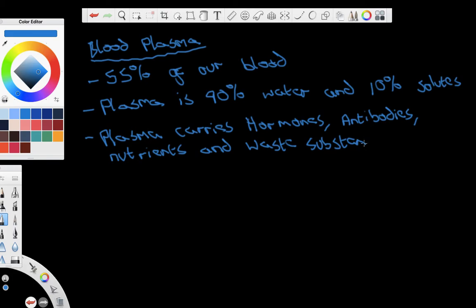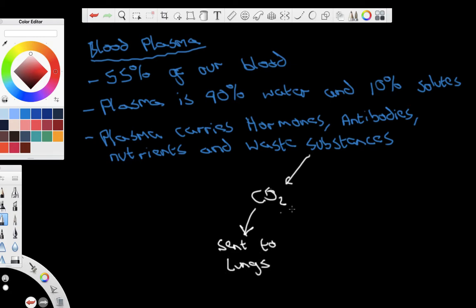Now, the waste substances that it carries are carbon dioxide, which we've just mentioned, which is taken to the lungs where we can exhale it out. So sent to the lungs. And we've also got a substance known as urea, which is sent to the kidneys so that we can urinate it out.